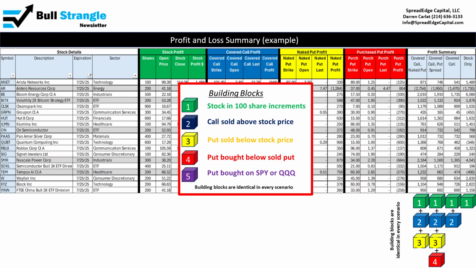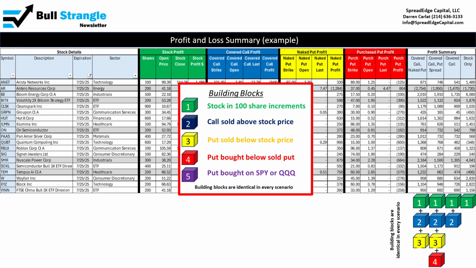So following up on the previous slide, I had mentioned and used the building blocks up in the top left corner. And in the top middle box, which is in the middle of this slide, the building blocks that make up the various different scenarios. And you can see how I've color-coded. I have a profit and loss summary example.